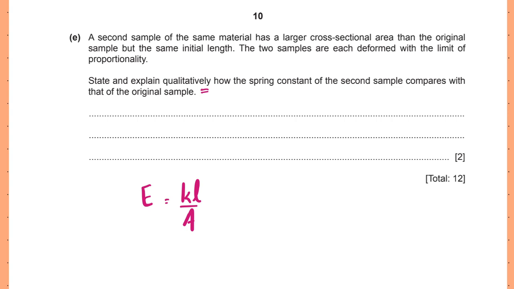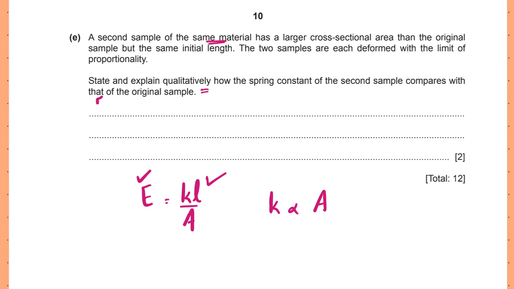Now I have to talk about how the spring constant compares with the area, because this is constant, right? It's the same material, so Young modulus is the same, length is also the same. So if I rearrange, I basically see that K is proportional to A, right? So that means that the second sample, which has a larger cross-sectional area, would also have a larger spring constant. So I'll say this, and you should let this reasoning be here for the examiner to see.